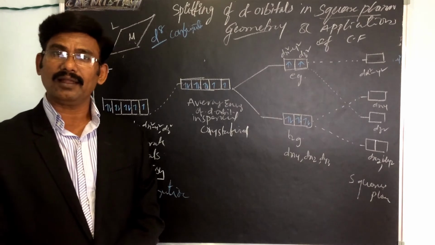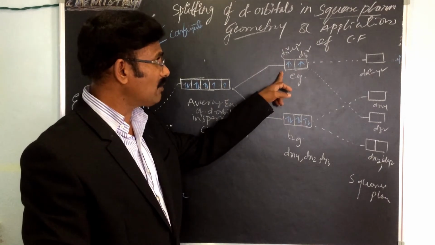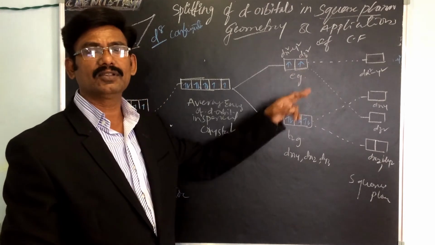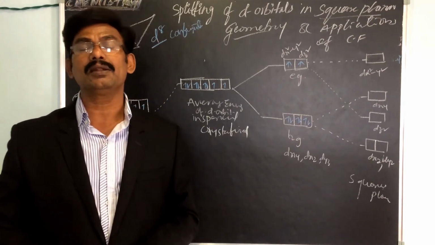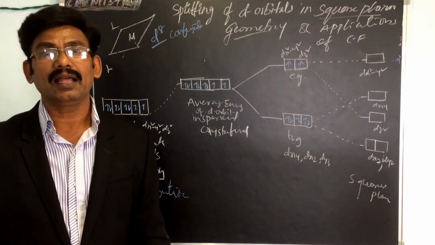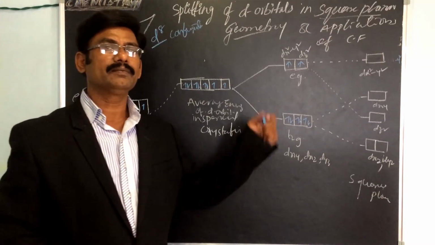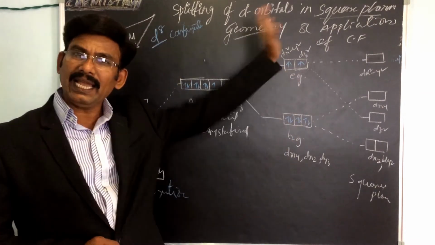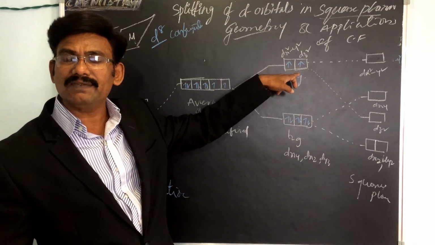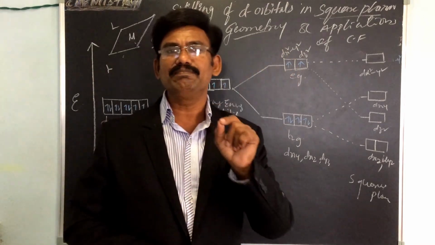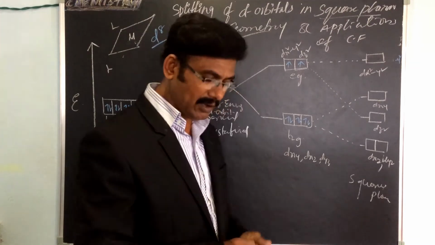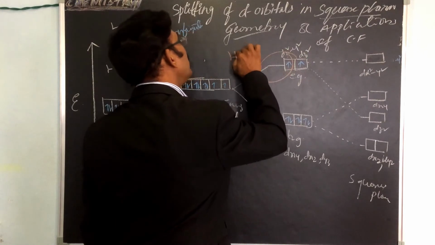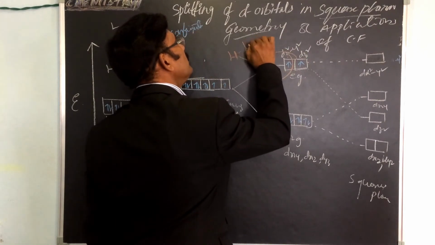A single electron in dx square minus y square and a single electron in dz square. So two single electrons are present in dz square and dx square minus y square. Here, very important, please listen carefully. The single electron in the dx square minus y square orbital is being repelled by the 4 ligands. This is repelled by how many ligands? 4 ligands.